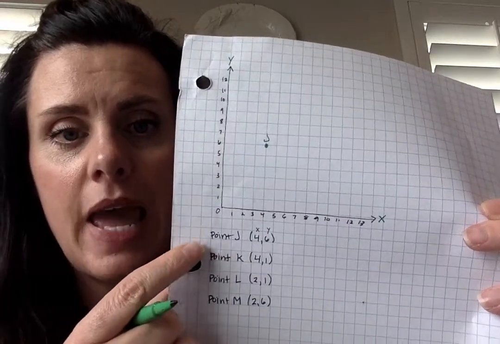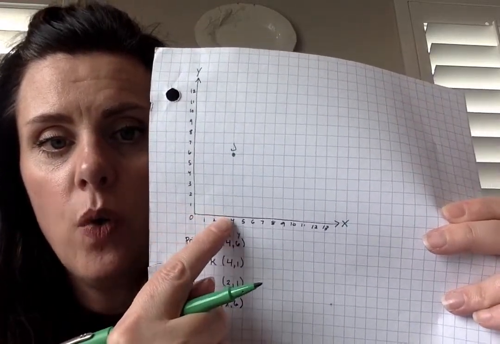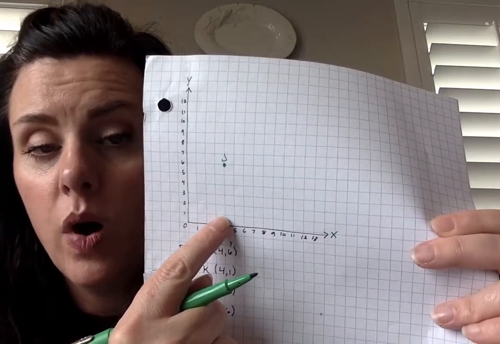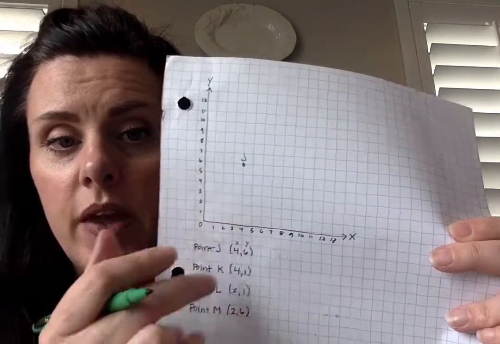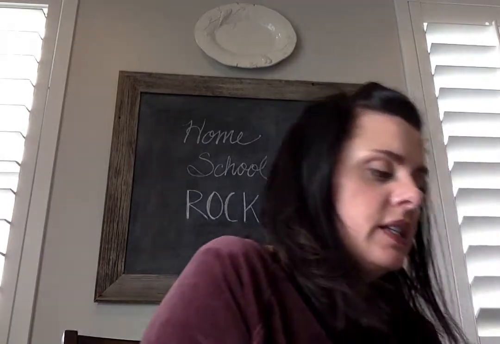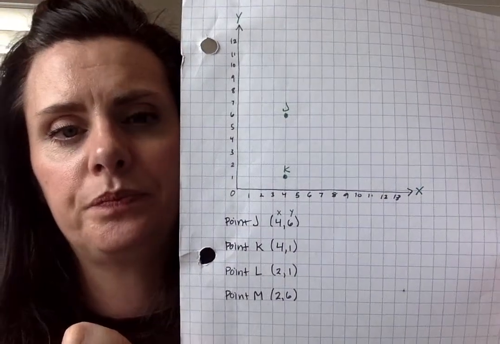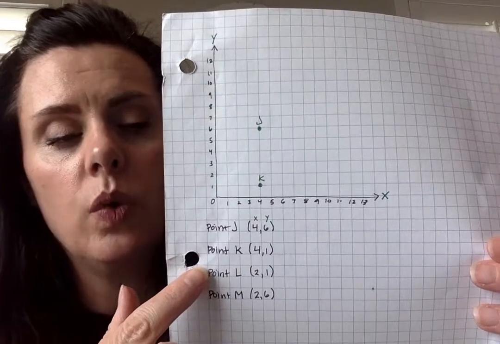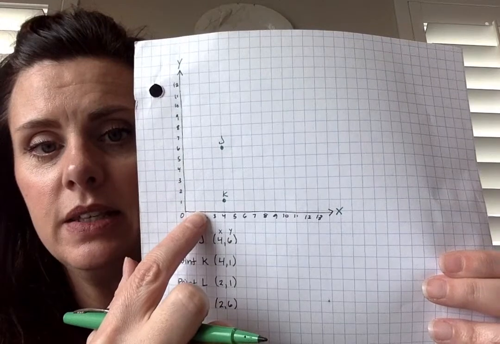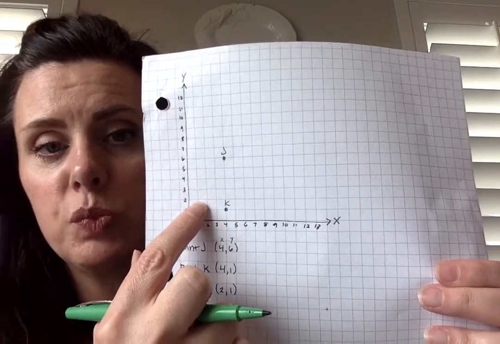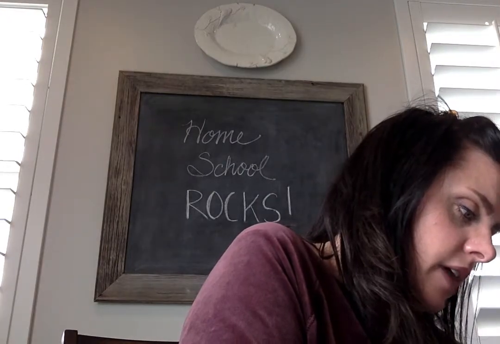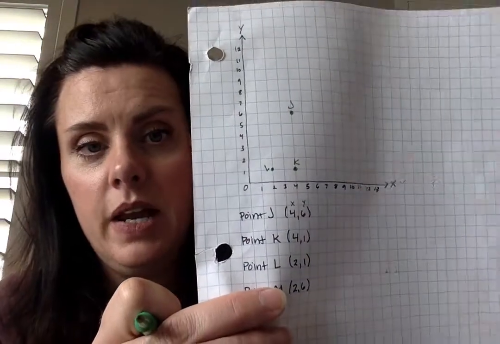Okay, so now we're on K. We're going to go over 4, up 1. So over 4 on the x, up 1 on the y gives us a dot right there, or a point. So I'm going to go ahead and mark that, and I'm going to label it because that's what we do. So that is K. Our next one is L. We are over 2 on the x-axis and up 1 on the y, which puts us right there. That is our L. We got it?